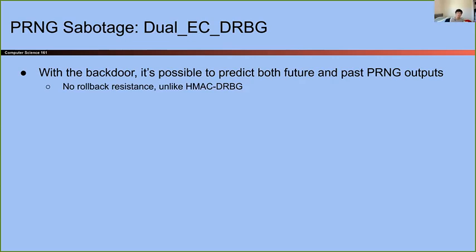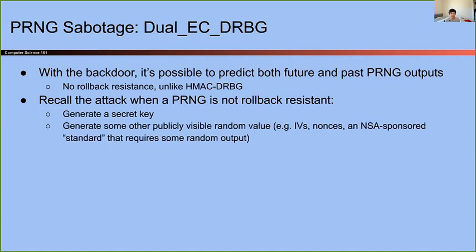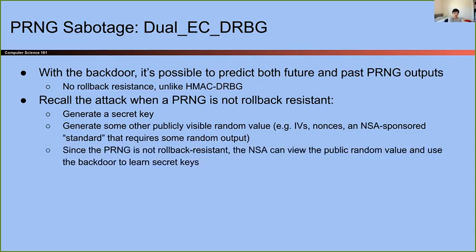Dual EC DRBG doesn't have this rollback resistance, unlike HMAC, which is another problem with the algorithm. So if there's no rollback resistance, and you use it to generate a secret key, then you generate some other random value that the attacker can see, then the attacker can go back and learn the internal state of the DRBG, and then they can view the secret key that you generated.